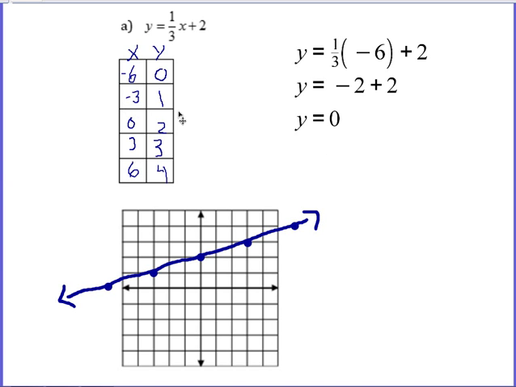Alright, so hopefully you were able to plug in these numbers and get 1, 2, 3, and 4 as your y values. So then what I did is I graphed each of these ordered pairs. So I put a dot at negative 6, 0. This is negative 5, so I just extended my graph a little bit. Negative 3, 1, 0, 2, 3, 3, and then 6, 4. So I put a dot for each of these ordered pairs and then just connected them all in a straight line, and I graphed that.